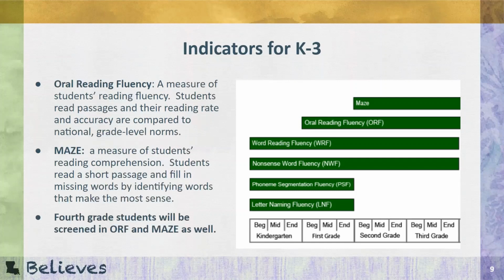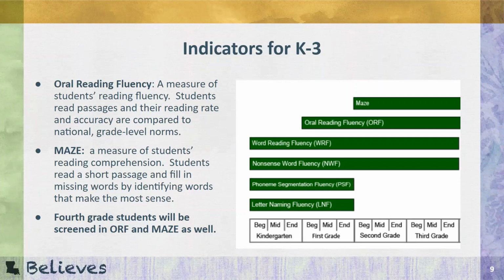Now, beginning in first grade, we will begin to assess oral reading fluency. And this is a measure of students' reading fluency, which is a measure of their reading rate and their reading accuracy, and to some extent, their reading prosody or expression. Students read passages and their reading rate and accuracy are compared to national grade level norms, and you will get an indication of whether or not your student is reading with sufficient fluency compared to grade level peers to comprehend the texts that they should be able to comprehend by that grade level.